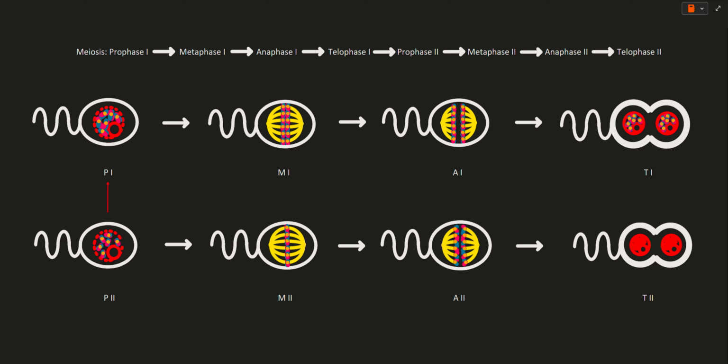They are prophase 1, metaphase 1, anaphase 1, telophase 1, prophase 2, metaphase 2, anaphase 2, and telophase 2. An easy way to remember the stages of meiosis is to remember PMAT times 2.